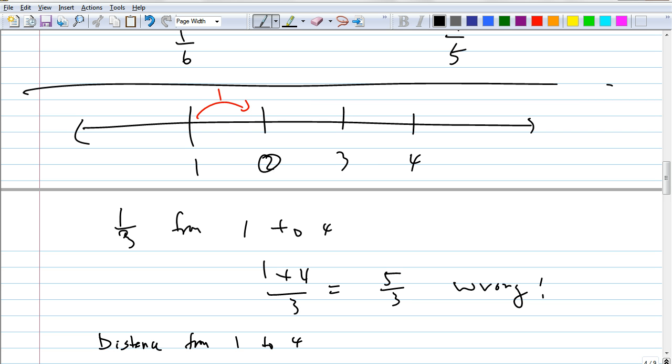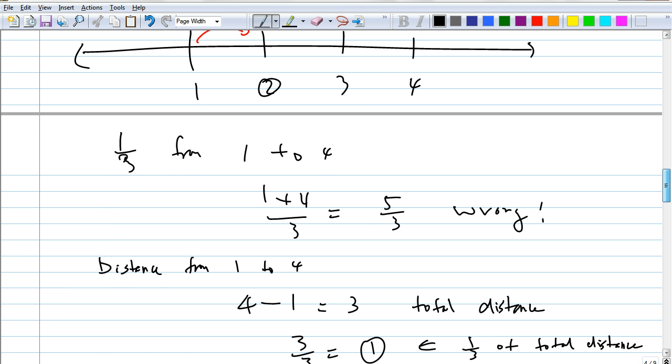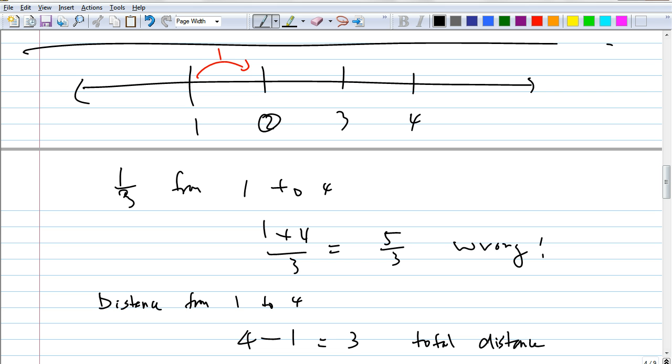Okay, well, you could count it, right? But what if they were really far away? You can't really count. What would you do? Subtract what? 1 and 4 or 4 and 1? Bigger number minus small number. If you do that, you get a distance, don't you? So we know that the total distance is 3.